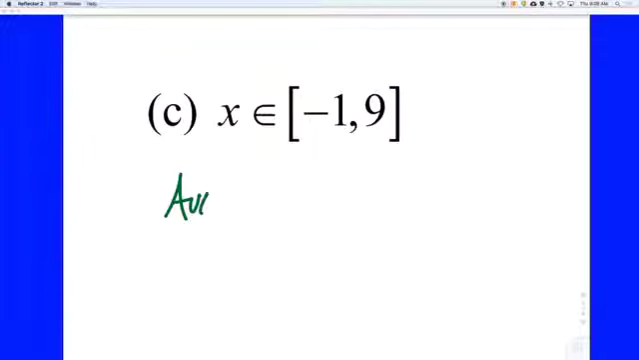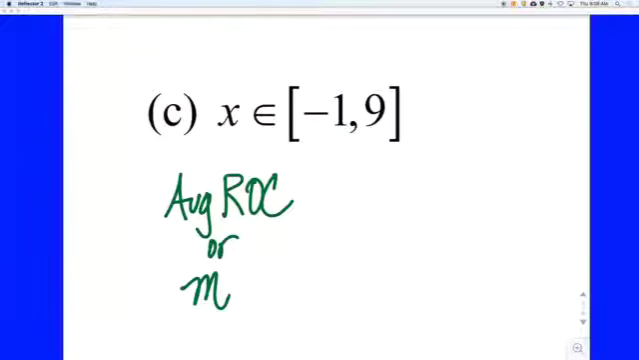Hopefully you went average, and you could abbreviate this ROC, or you could put M subscript secant. Either one, right? Like Campbell's soup.